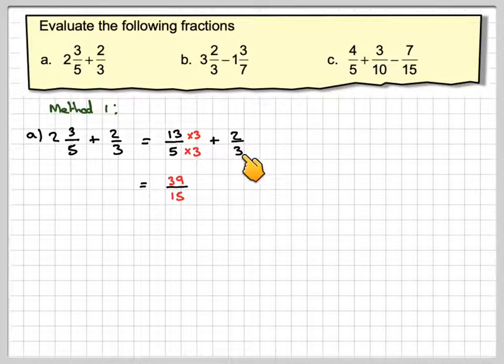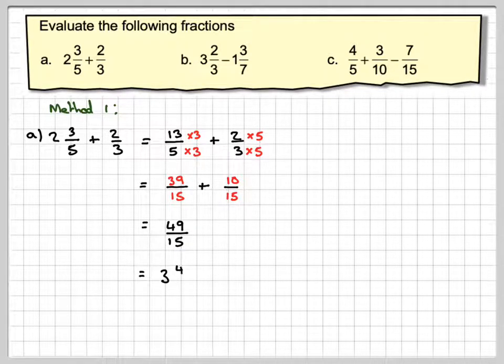And because here I've multiplied this by 5 to make 15, we need to do the same here to the numerator. So 2 times 5 makes 10. Then all we need to do is add together the numerators, which gives me 49 over 15. Right, then we need to convert that back to a mixed number. So 15 goes into 49 3 times, remainder 4, because 3 15s are 45, over 15. So that's the first method.